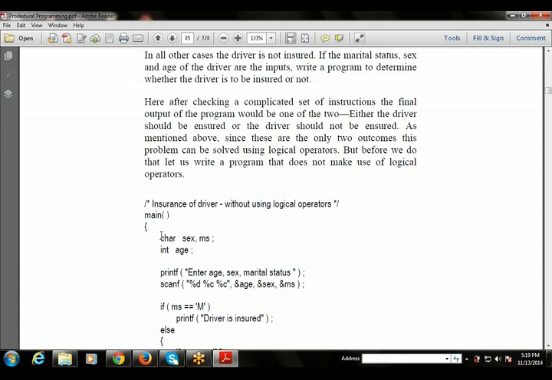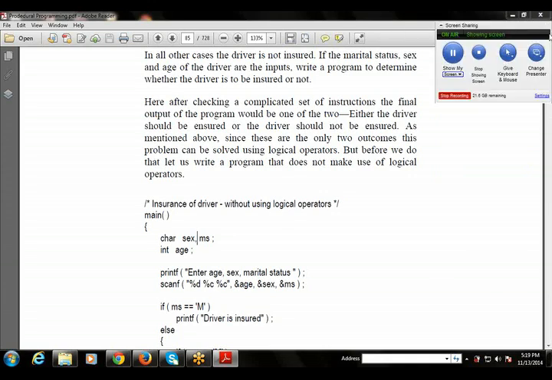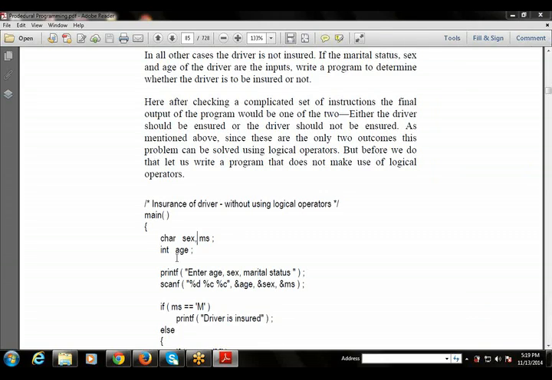First of all, the main function is used, then it uses char. Why is it used with char? Because sex is either male or female. And there is MS, the marital status, which is also either married or unmarried, that is M or U. That is, if the person is married, then M, otherwise U. Then one variable is taken as an int, that is age, the driver's age.